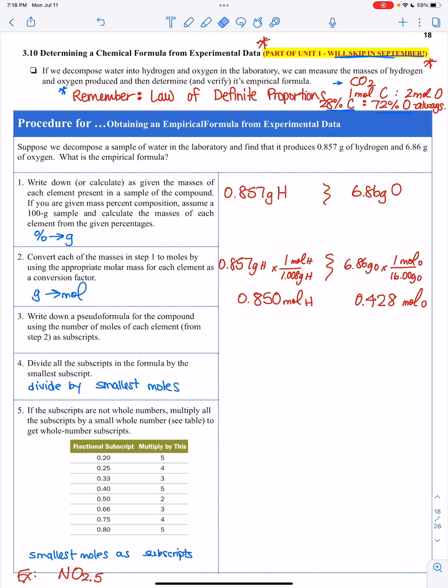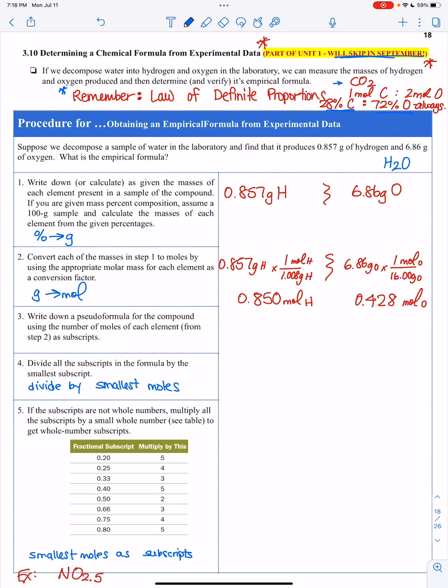Now let's work backwards. What if I give you the percentage data or the data of the mass of each element and I want the formula? So if we decompose water into hydrogen and oxygen, we can measure the masses of hydrogen and oxygen produced and then determine its empirical formula. So suppose we decompose a sample of water. We know the answer is going to be H2O. But let's say I did not know that. We know we should get H2O. How are we going to get that? What is the empirical formula?